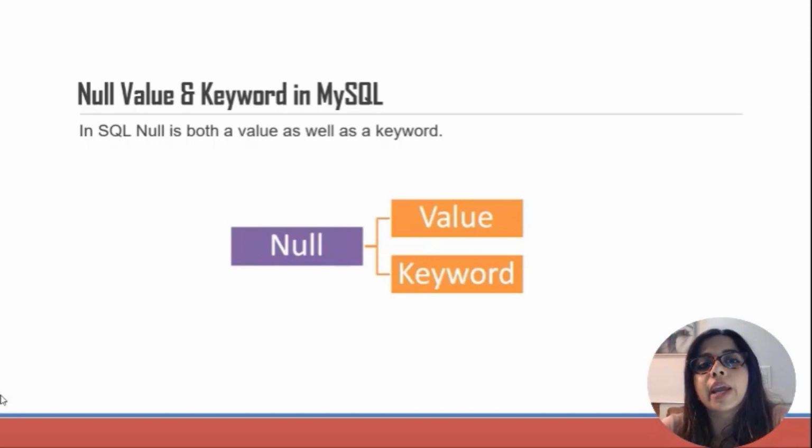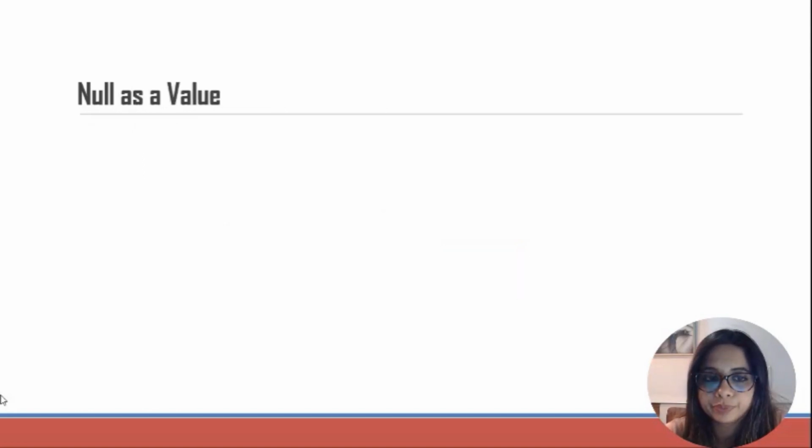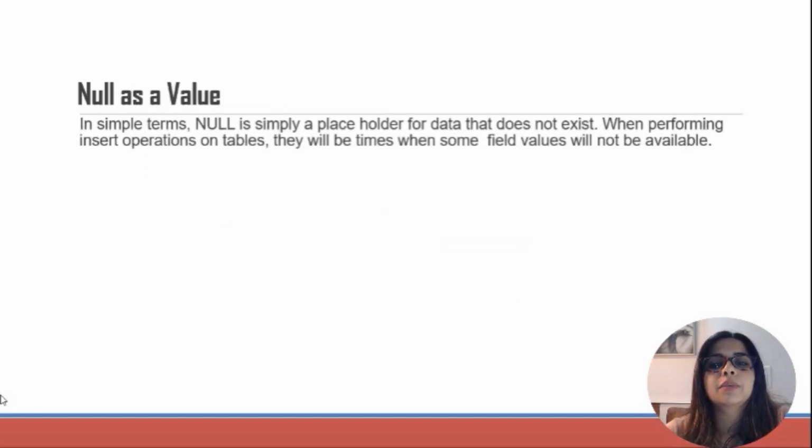Let's say you're trying to enter data into your table, and during insertion you're not inserting any value for a particular column. In that case the automatic value which it takes is the null value. So that is null as a value. As a keyword we'll see later, but let's take an example of null as a value first. Null is simply a placeholder, as if you're not entering anything, the table should still be containing something.